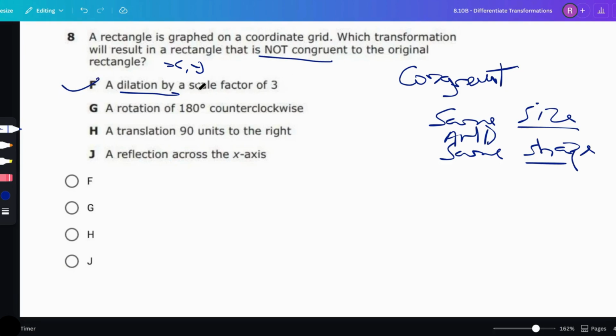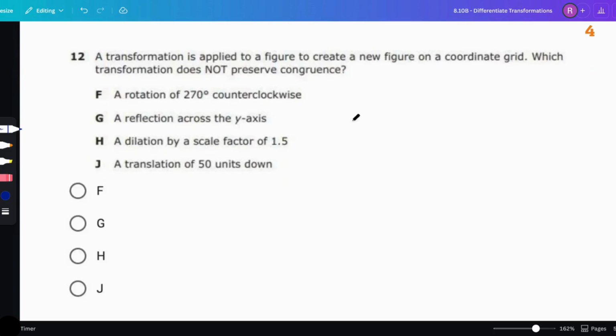It is not congruent because when you multiply by 3, the size will change. Let's say this is what the shape looks like before. When you multiply by 3, it becomes bigger by 3. So they still look similar. They are still similar in shape, but because the size has changed, it is not congruent. A rotation, translation, and reflection do not change the size and do not change the shape. They only change the location. So take note, only dilation changes the size. And once the size changes, the shapes are no longer congruent.